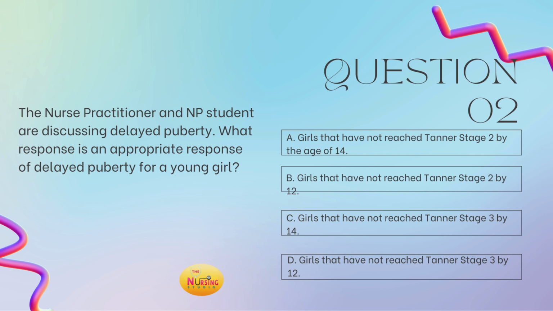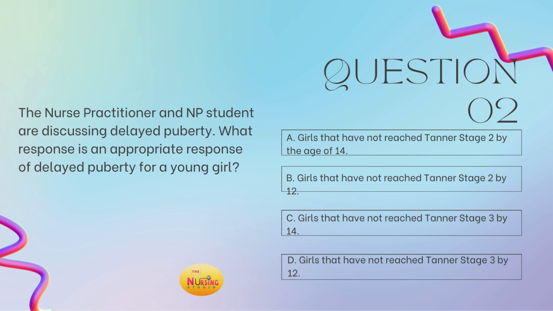All right, so the stem of the question states, what is an appropriate response for delayed puberty in a young girl? So you have to know your Tanner stages when we are looking at our pediatric section for girls and boys, right? For delayed puberty, they haven't reached a certain maturity and growth production at a certain age, right? So you need to know girls versus boys. So is it A, girls that have not reached Tanner stage 2 by the age of 14? No. Girls that have not reached Tanner stage 2 by the age of 12? Yes. B is your answer.